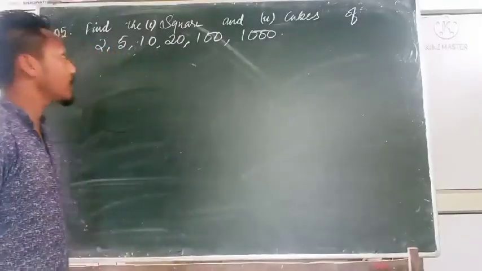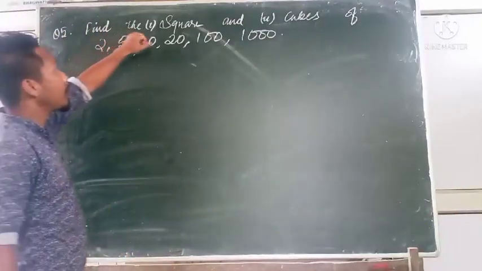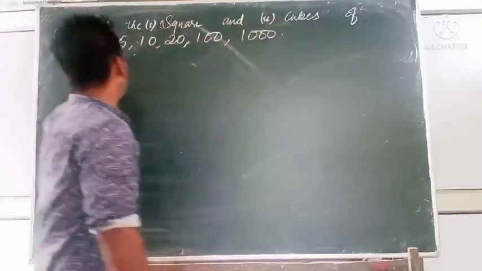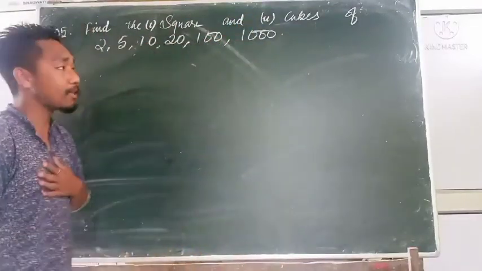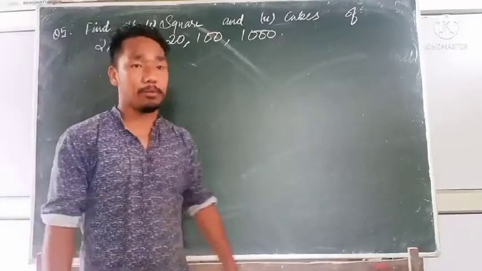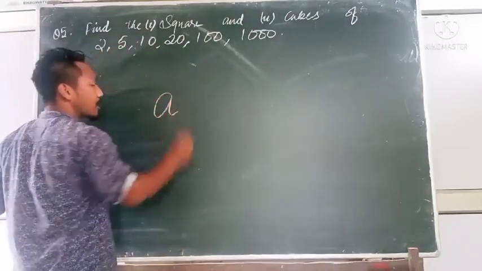So this is our continuation of 5.1. The question is given: find the squares and cubes of 2, 5, 10, 20, 100 and 1000. Last time we discussed what is square and cube. If this is a base, we have already discussed.